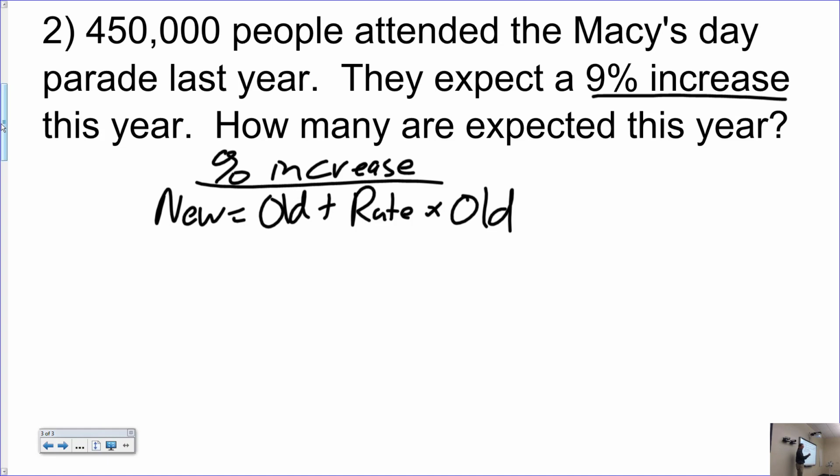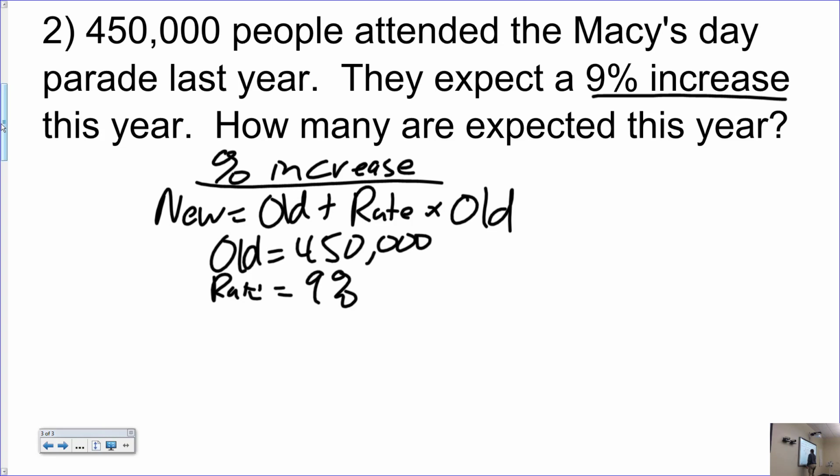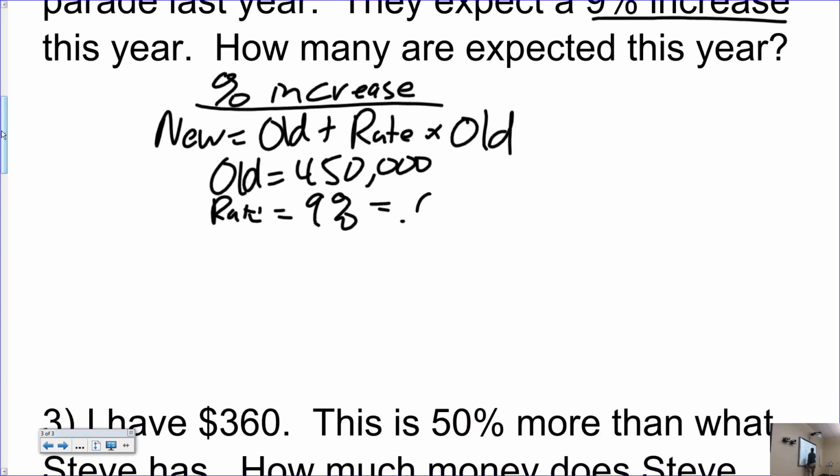The cool thing about time is that you can kind of tell. If it's last year, that means it's old, and this year is going to be new. So this one, you get to say, oh great, old is just the 450,000. Rate is the 9%. Please convert that to a decimal correctly. 0.09, don't lose the 0 in front of the 9. And then new is just X, and so this is one of the more straightforward problems.